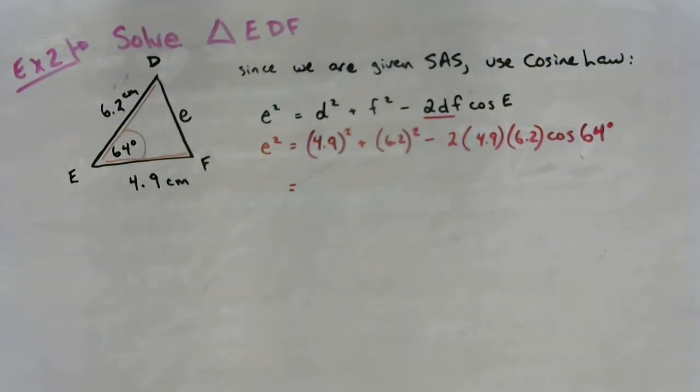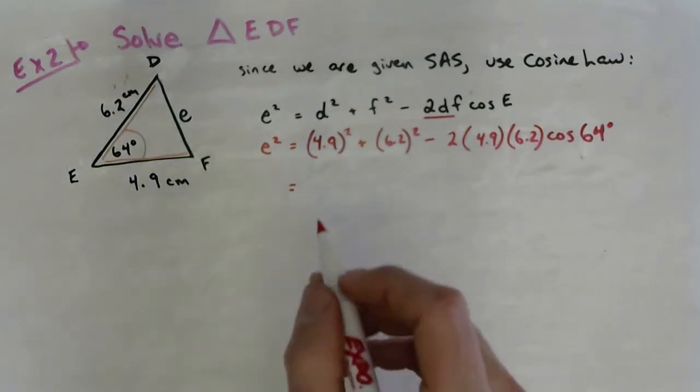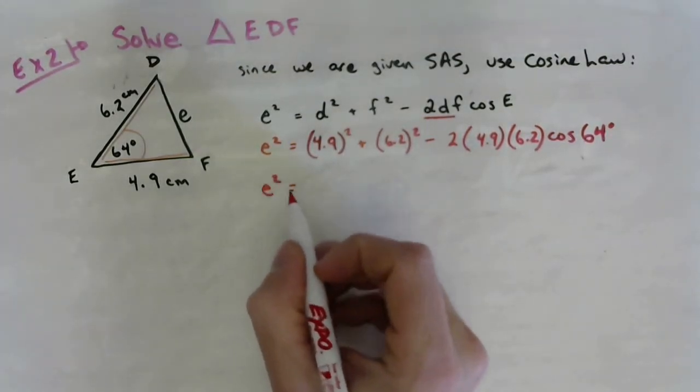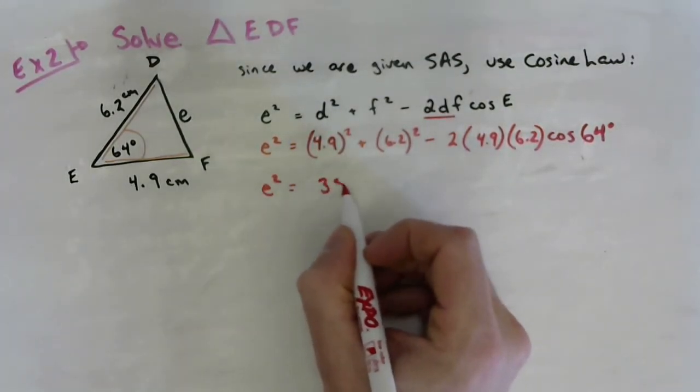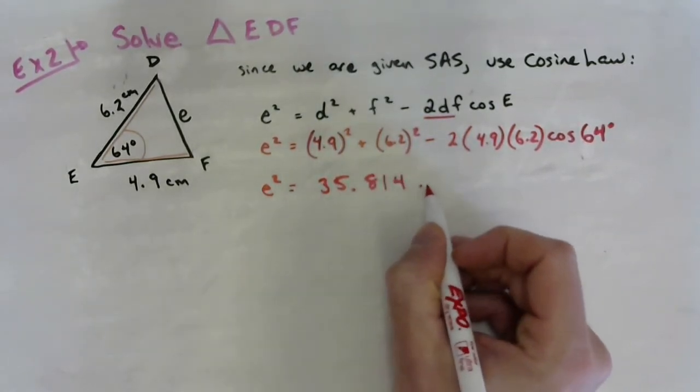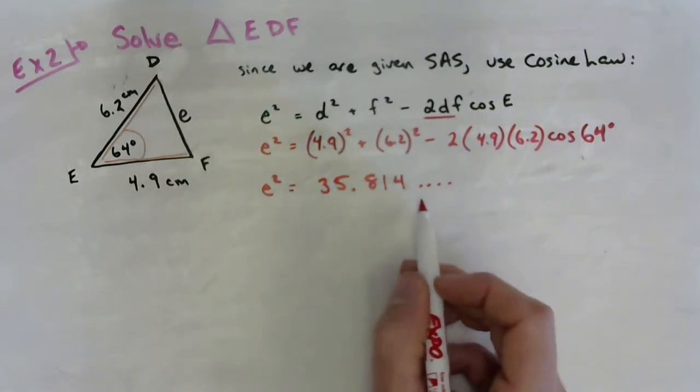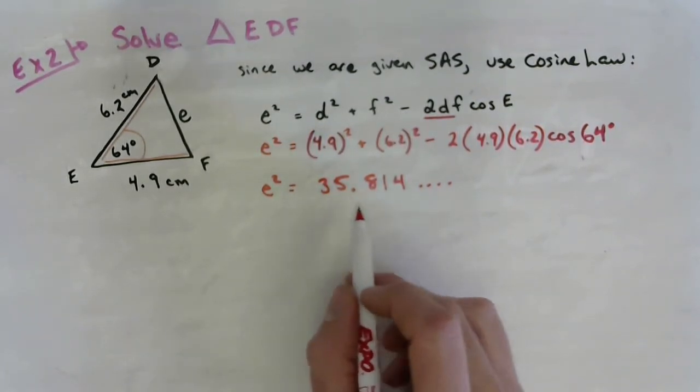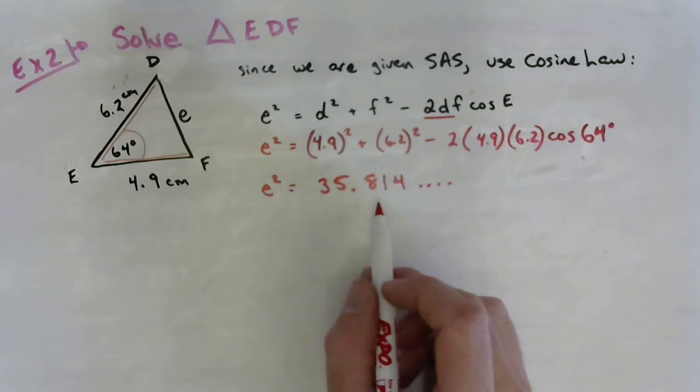And I can punch this in my calculator. I'm going to just go ahead and not do that. I'm going to get it out of the book so that we can move along. So E squared is 35.814 dot dot dot. Again, I'm doing that just to show my teacher that I'm not actually going to use this rounded answer. I'm going to use what's stored in my calculator.